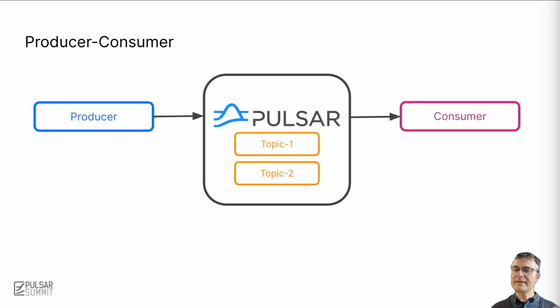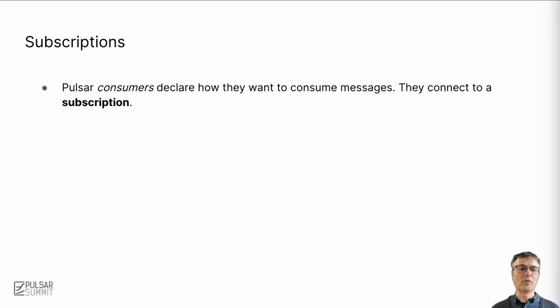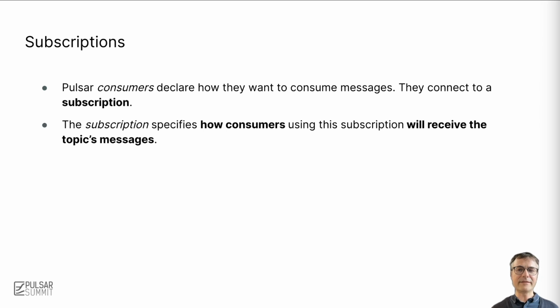So the data is sent to topics, and you can find these concepts in most messaging and streaming platforms. However, Pulsar brings another concept. This is the subscription. So Pulsar consumers declare how they want to consume messages. For that, they connect to what we call a subscription. And this subscription specifies how consumers using this subscription will receive the topic's messages.